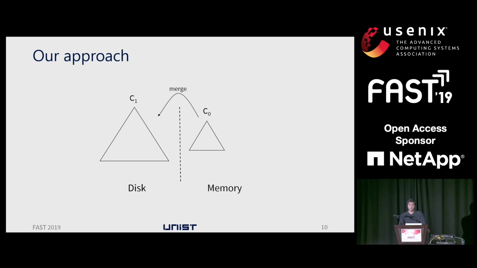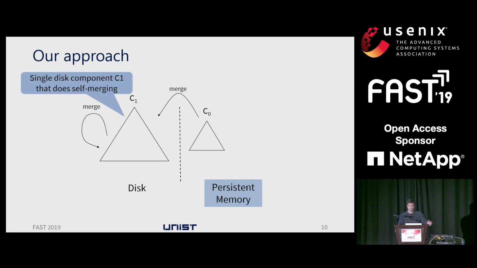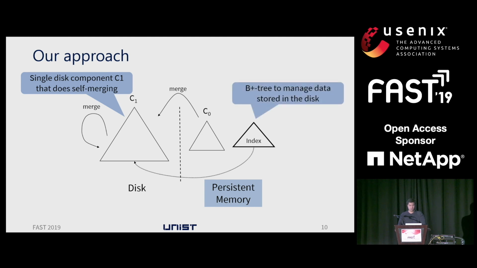Our approach is quite different. First of all, we, of course, store our in-memory buffer in persistent memory, and we have only a single component on the disk, which does self-merging. To navigate through the data stored in the single disk component, we have an index that is also stored in persistent memory, and we use a B+-tree for indexing.